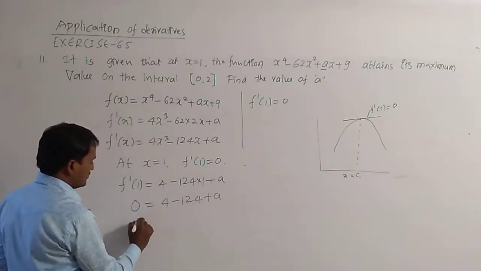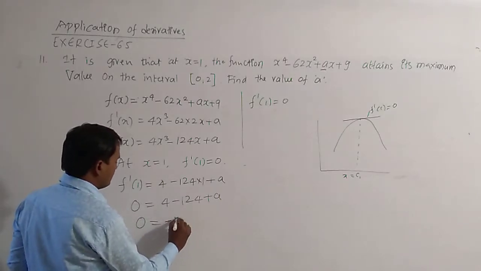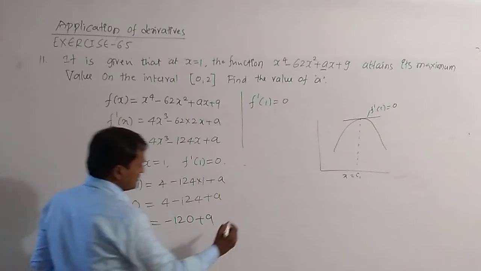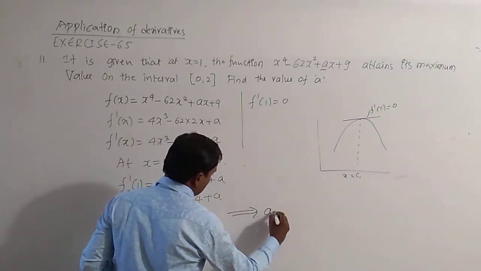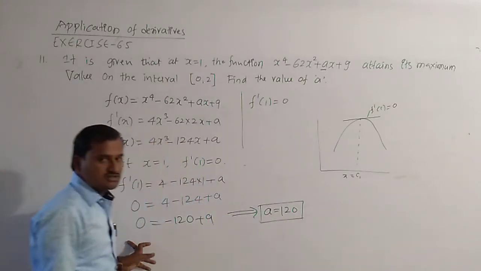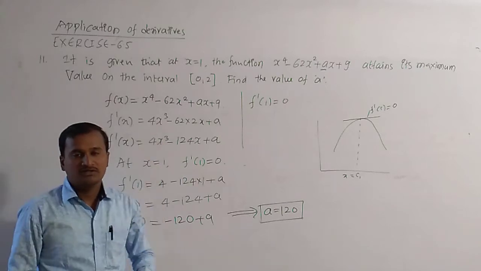So therefore 0 is equal to minus 124 plus 4, means minus 120 plus a. Take this 120 to this side. So here what you are getting? So clearly the value of a is equal to 120. Okay, this is the value of a, that is equal to 120 for this function.